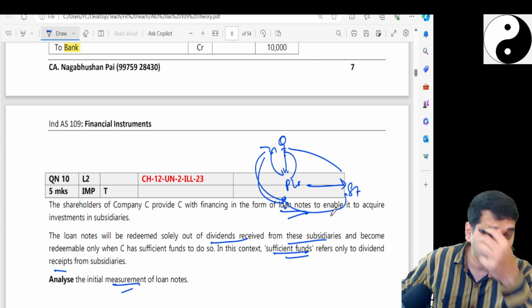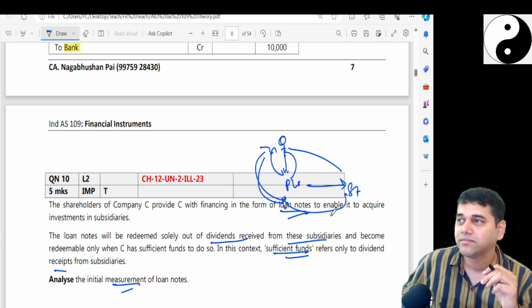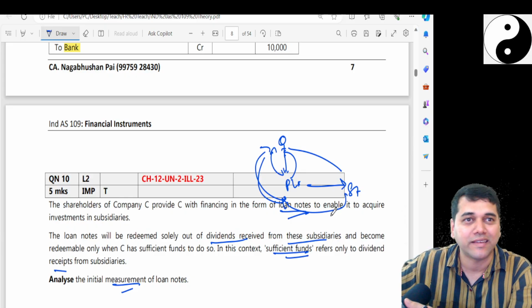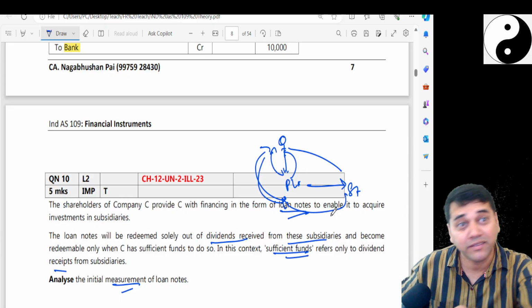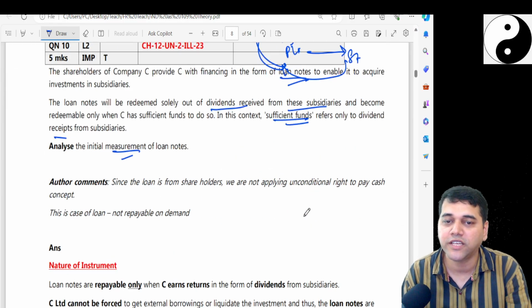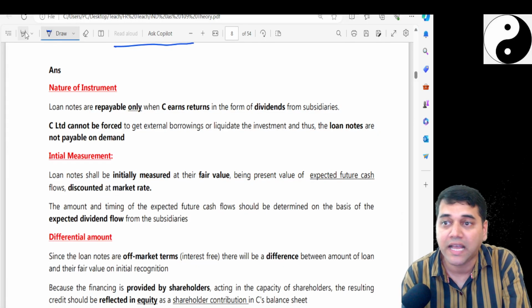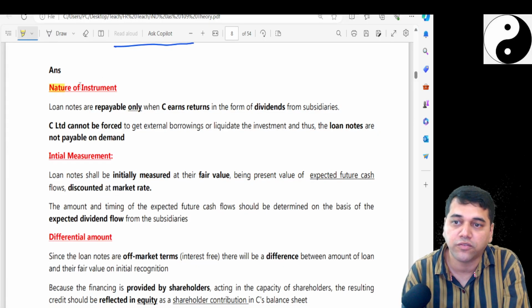What is the entry you pass initially? It's an equity for you. Otherwise also it would have been an equity. You routed it through somebody, but see, we understand and apply the test here. So the loan from the shareholders is not applying the conditional right concept and is not repayable on demand. The nature of the instrument, the answer will be written like this. What is the nature of the instrument?